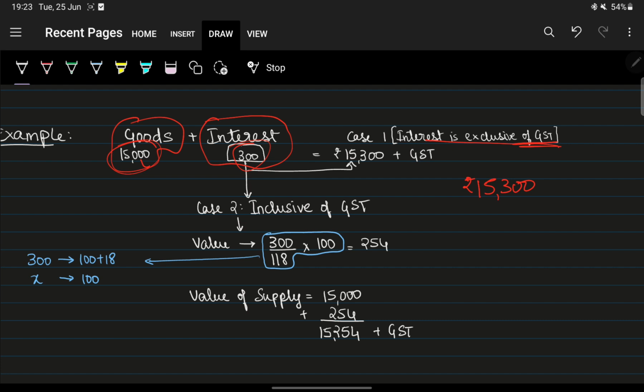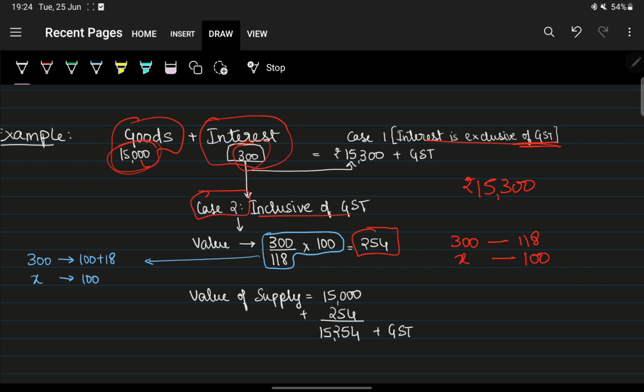But in case 2, if we are assuming that it is inclusive of GST, then we will have to calculate how much the interest is exclusive of GST. Meaning we will have to find out, suppose this 300 rupees is 118%, how much is 100%, meaning how much is the 100% value.